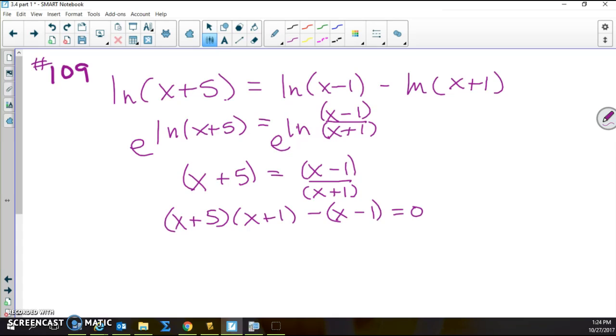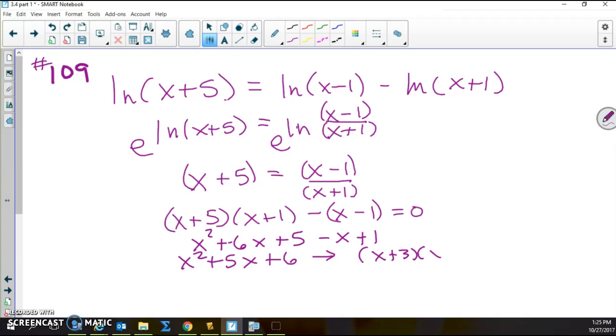So in performing the multiplication in the first part of this, we get x squared plus 6x plus 5, and we're going to subtract x and add 1, leaving us with x squared plus 5x plus 6, and we can see that that factors into x plus 3 times x plus 2. Solving for those equal to 0, we see x is equal to negative 3 or negative 2.